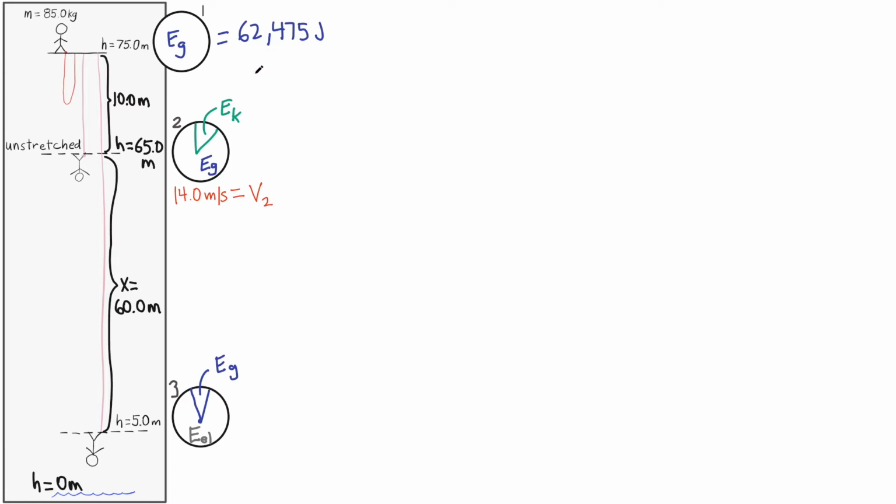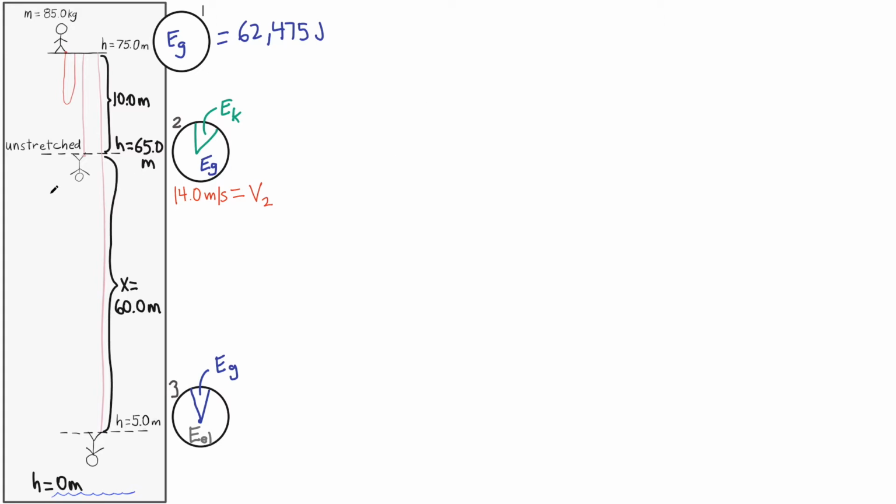I also jotted down the total gravitational potential energy at position 1. That was 62,475 joules. Again, we're assuming that total energy is conserved to position 2 and position 3. Our next question has to do with the elastic potential energy, because we're trying to solve for the effective spring constant of the bungee cord. I know that the total energy down here should also be 62,475 joules, but it's split between gravitational potential energy and elastic potential energy. There's no kinetic energy at this point because the stretched bungee cord has brought the bungee jumper to rest.